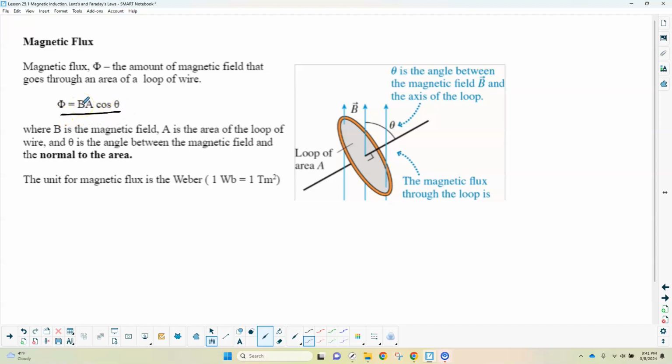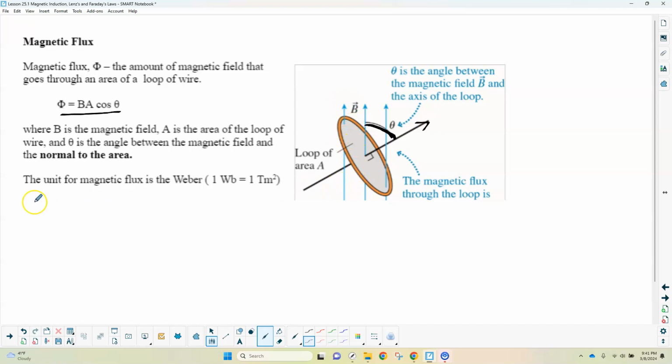B is the magnetic field strength, which probably is given. A is the area through which it's going. And then cosine of theta, theta is the angle between the direction of the magnetic field and the normal to the area. So in this diagram, these blue lines represent the magnetic field, and this black line going through is the normal to that ring or that area. So the angle between them would be theta, between that direction, which is perpendicular to the loop, or normal to the loop, and the magnetic field that's going through.